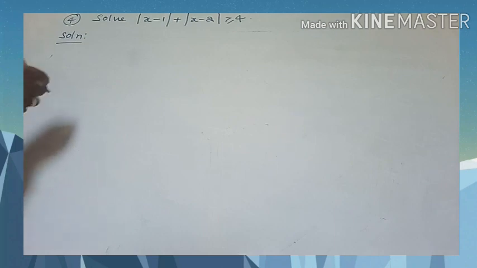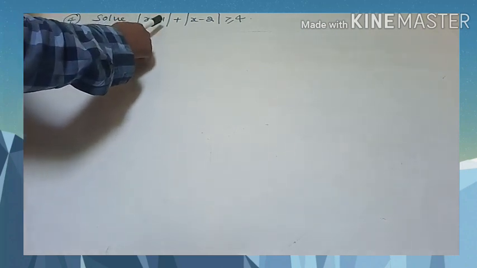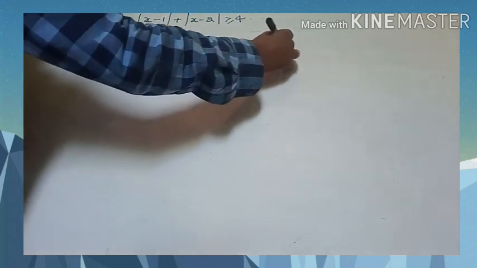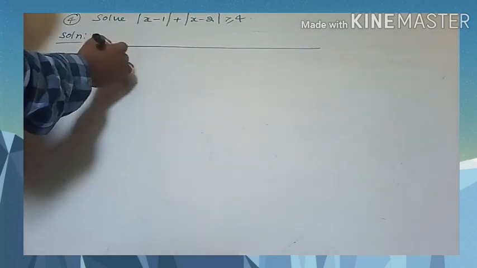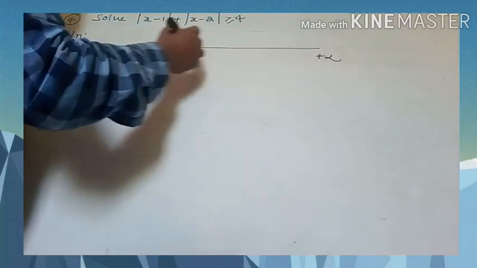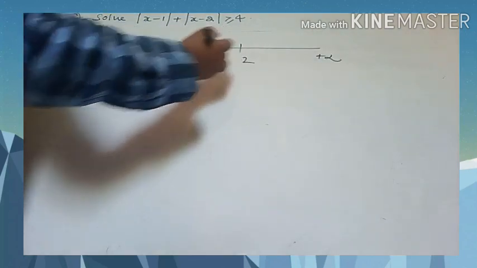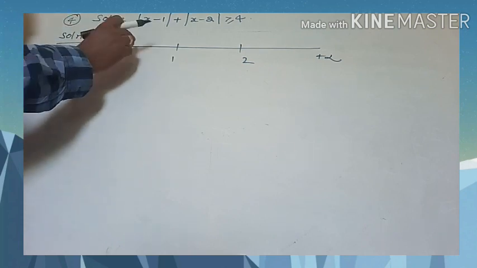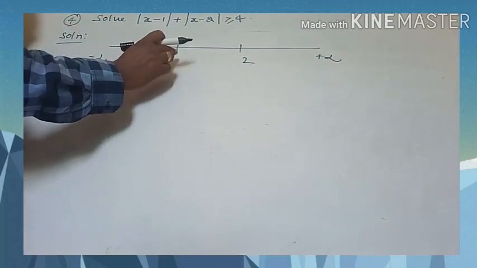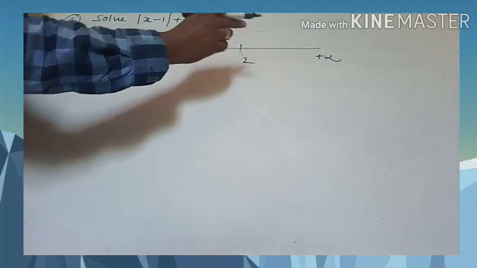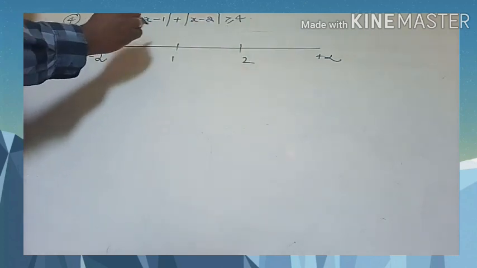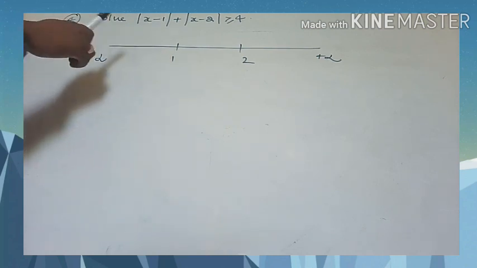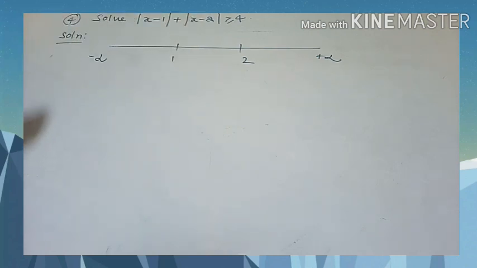See here the critical points, if you take 1 and 2, on a real number line. This is minus infinity to plus infinity. Now with 1 and 2, this total real number line is divided into 3 intervals. One is minus infinity to 1, another is 1 to 2, and another one is 2 to infinity. In these 3 intervals, how will our solution set be?